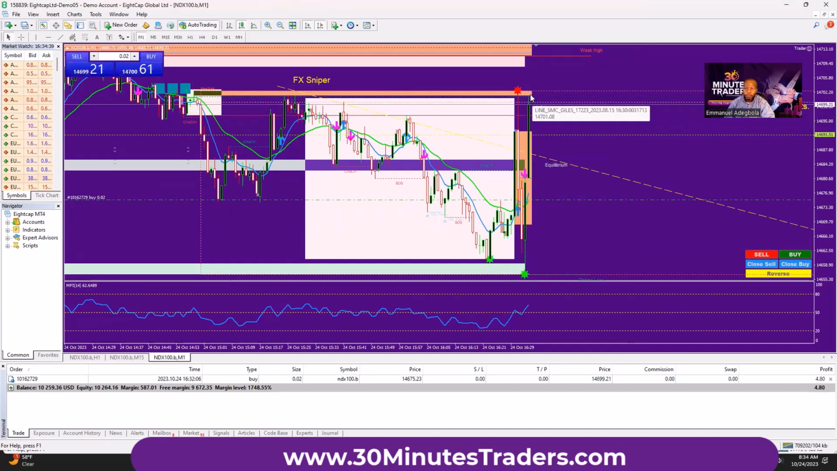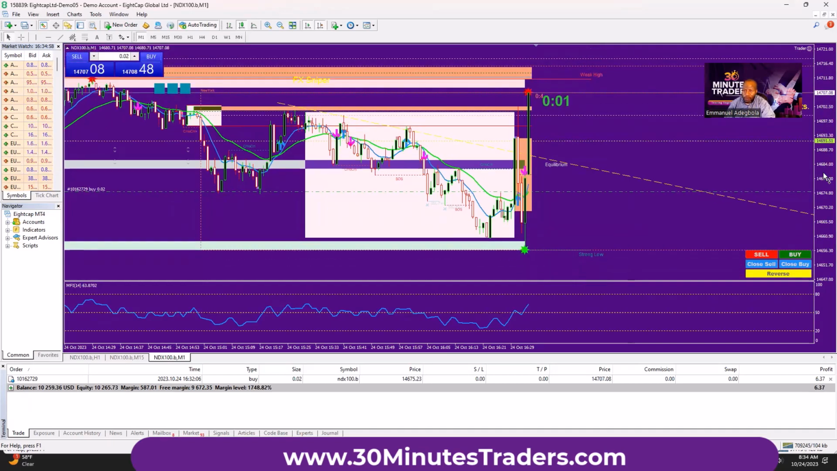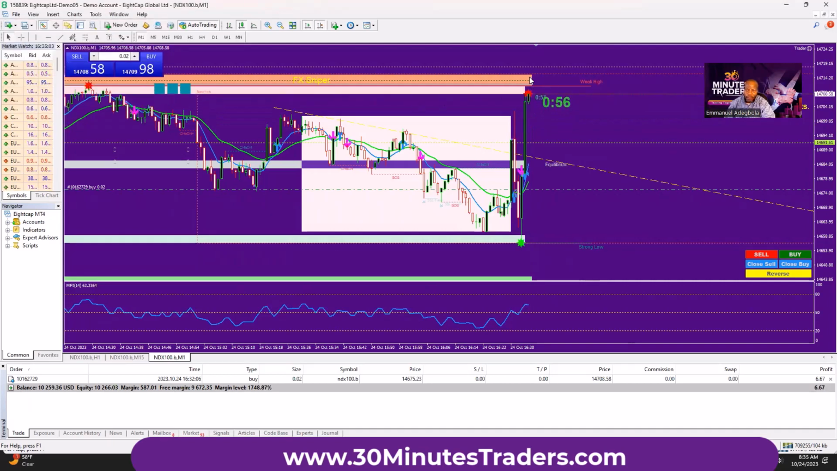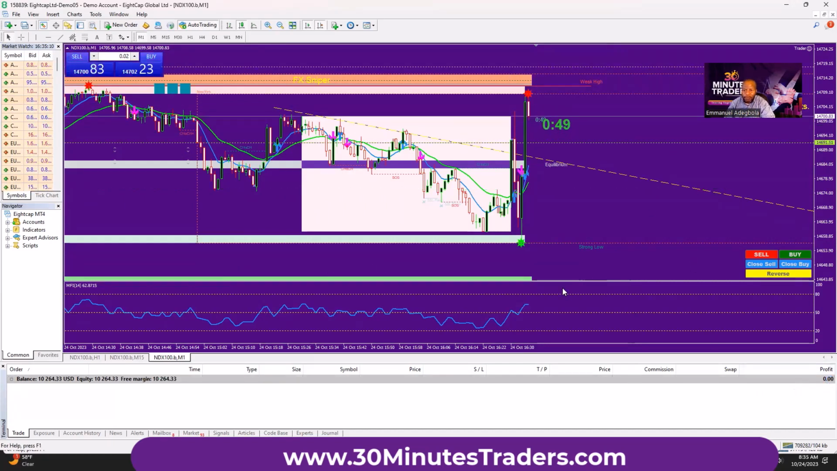Okay, it should be able to break that block now because it touched it, it came back, and it formed another block right here. Let's see. It should be able to break that. Good. That's what I was expecting. Now, this would be a place. It might respect this because this one right here is the supply block of the higher time frame. So I'm going to exit my buy. I just exited my buy position, as you can see right there.